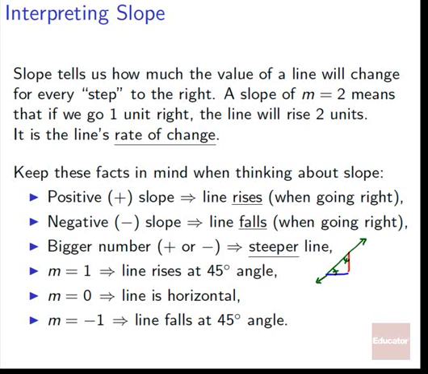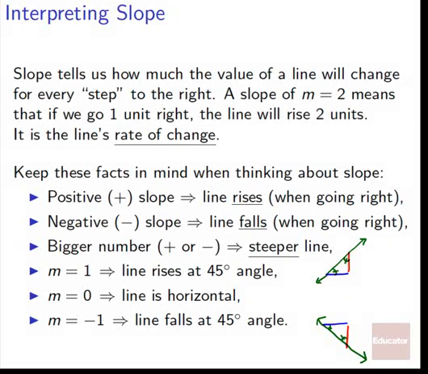If we've got m equals -1, then for every step we take over, we take a step down. Same idea, but instead we're going down now. So these two angles have to be the same. We've got a nice 45-degree angle in that triangle as well, what makes up the line. So we're either rising at 45 degrees if we have a positive one, or we're falling at 45 degrees if we have a negative one.